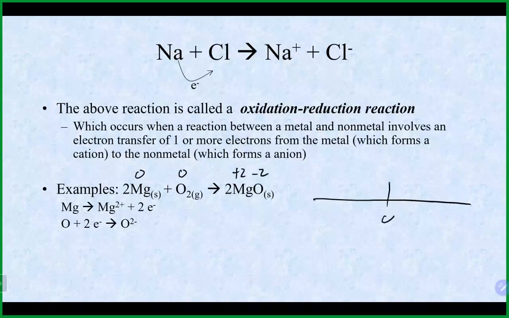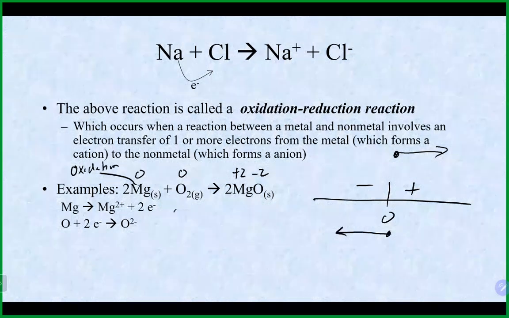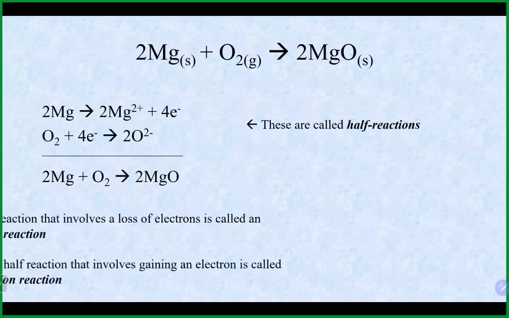So once again, magnesium started at 0, ends at +2, becoming more positive, which means it's going through oxidation. Oxygen starting at 0, becoming -2 to the right-hand side, becoming more negative, which means it is going through reduction. These are what are sometimes referred to as half reactions, which can show what is happening in the oxidation step and also what is happening in the reduction step. And we'll take a look at it on the next page. I think it has a better setup of it. So those are called half reactions.